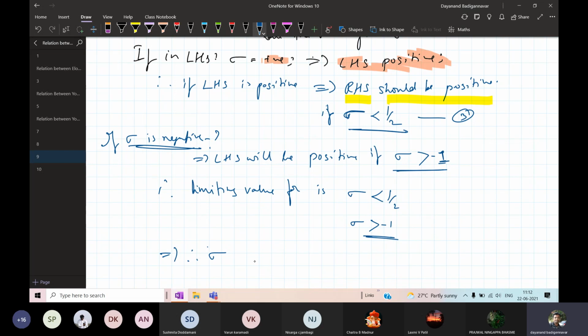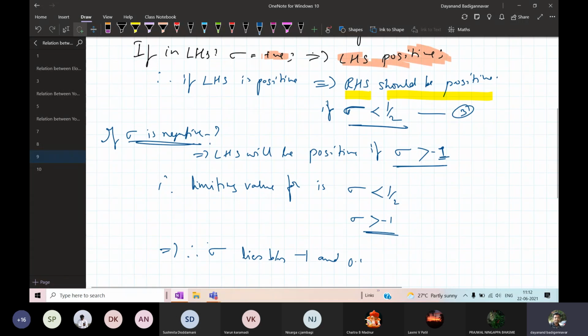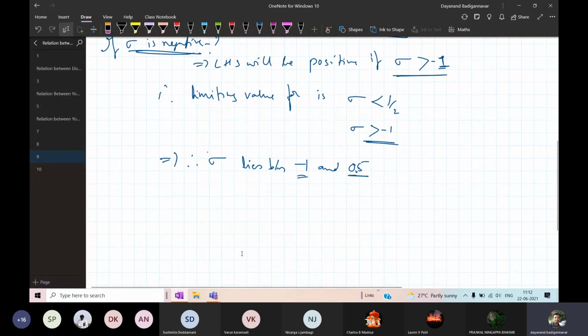Therefore sigma lies between -1 and 0.5. Just remember this. But what happens here is that this is the range of values.